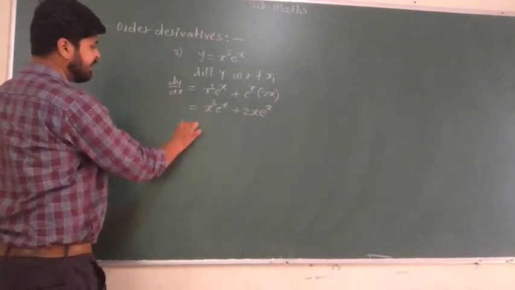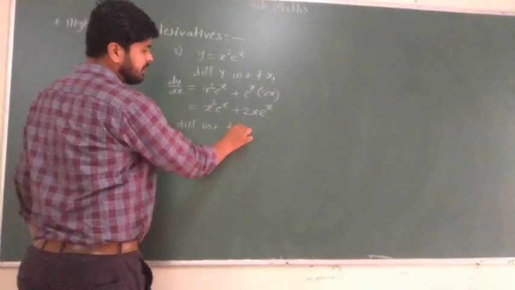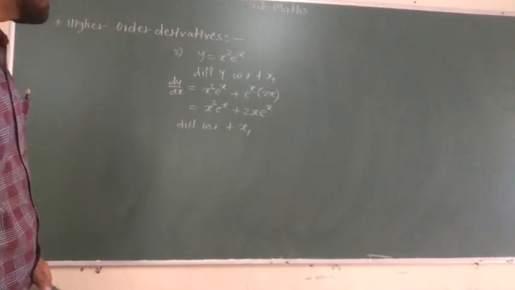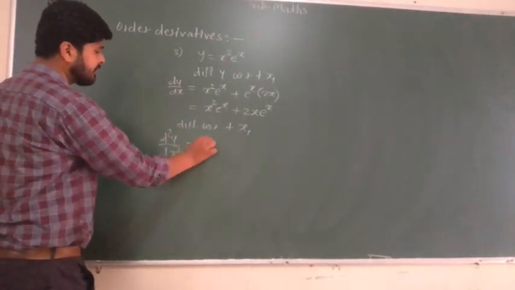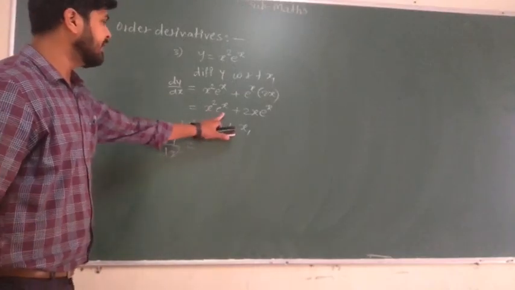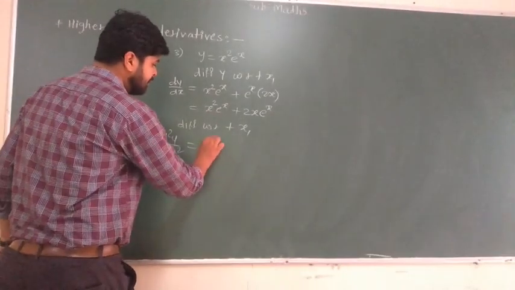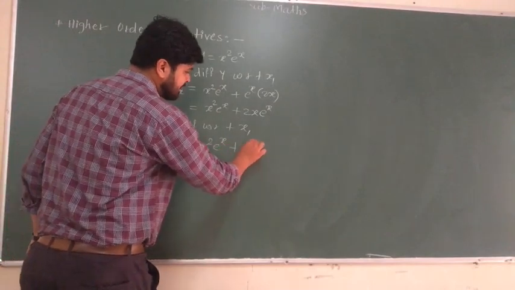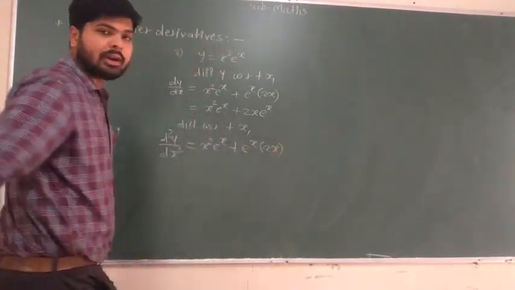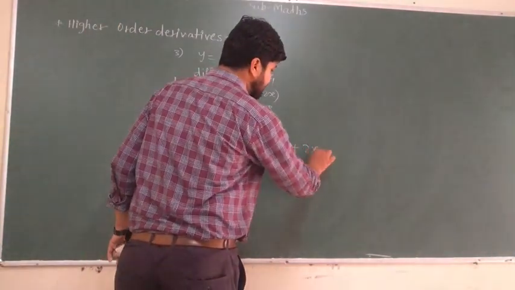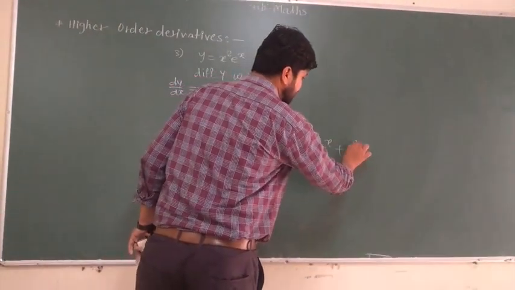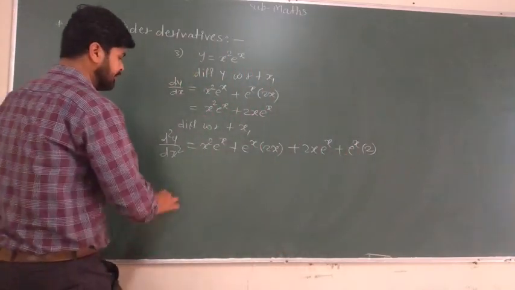Now if I again differentiate this term with respect to x, then its second derivative d2y by dx square is equal to, again here we have to apply product rule. So x square e raised to x plus e raised to x into 2x. Now here also we have to apply product rule. Plus 2x as it is, e raised to x plus e raised to x into 2.